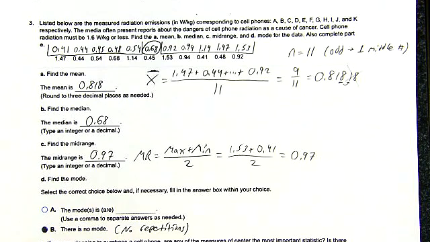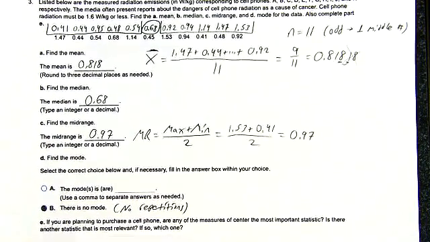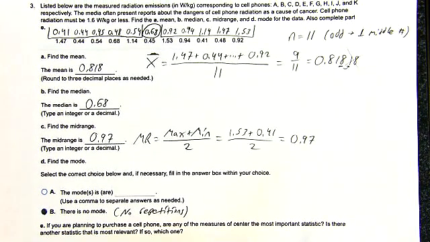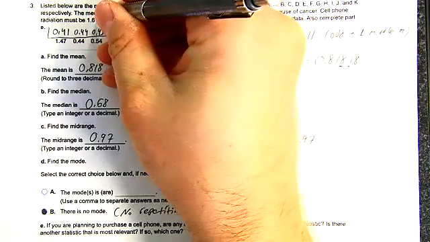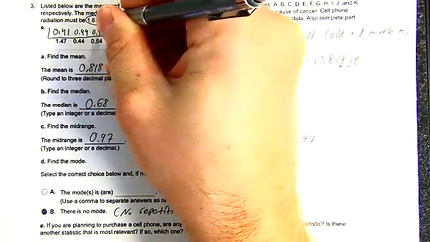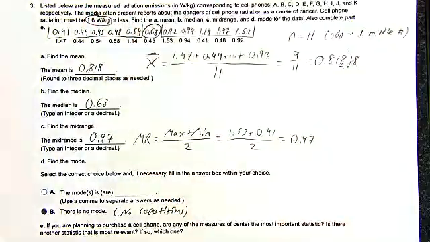Okay, last question. If you are planning to purchase a cell phone, are any of the measures of center the most important statistic? Is there another statistic that is most relevant? If so, which one? So the whole point of this is to find out, hey, are my cell phones getting close to this 1.6 number? Because if they're close to that number, then the science says, be careful, that can cause cancer, that amount of energy density, okay?